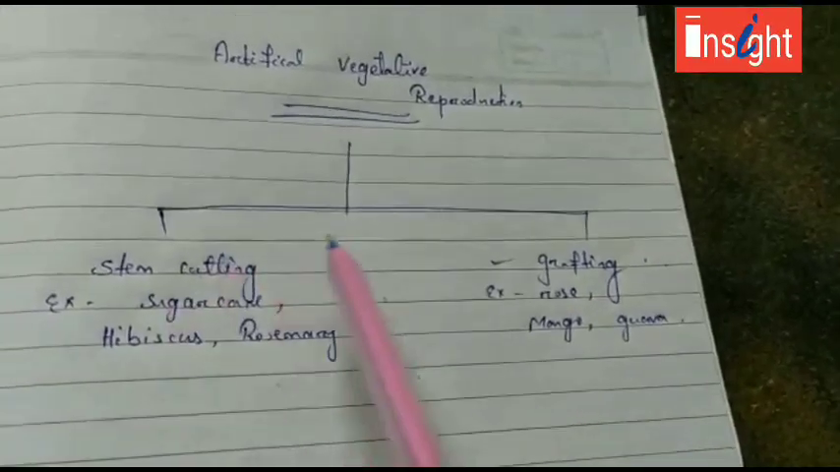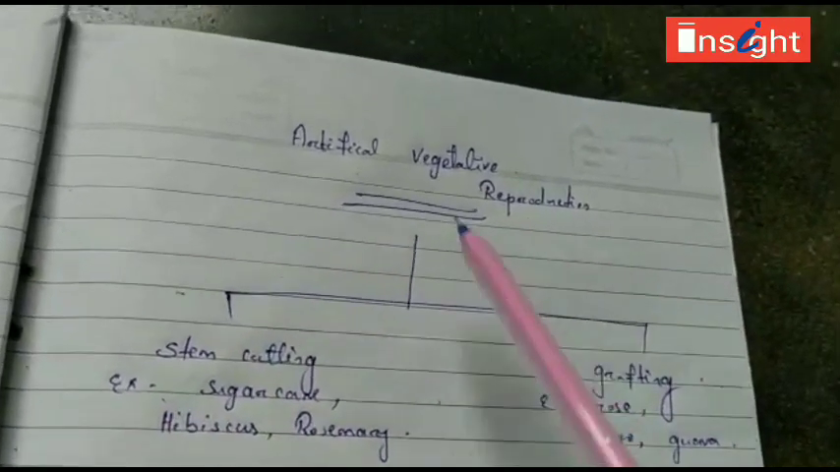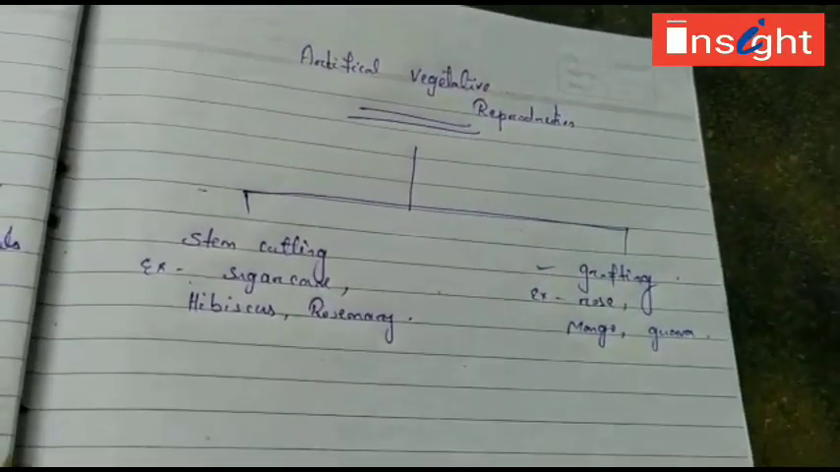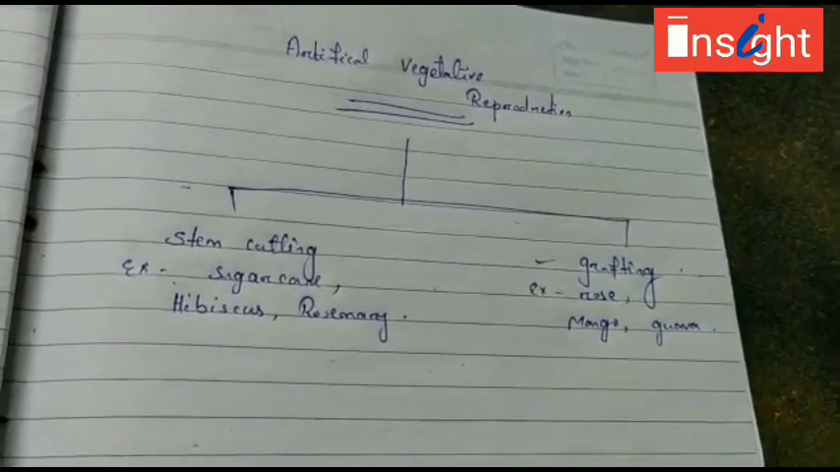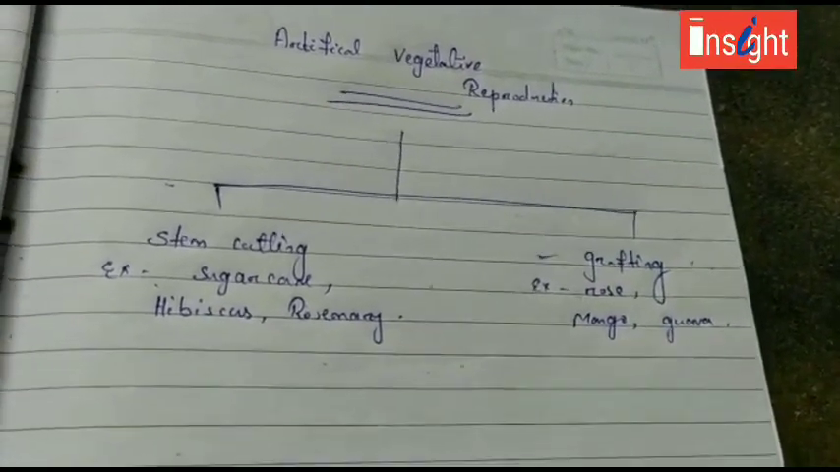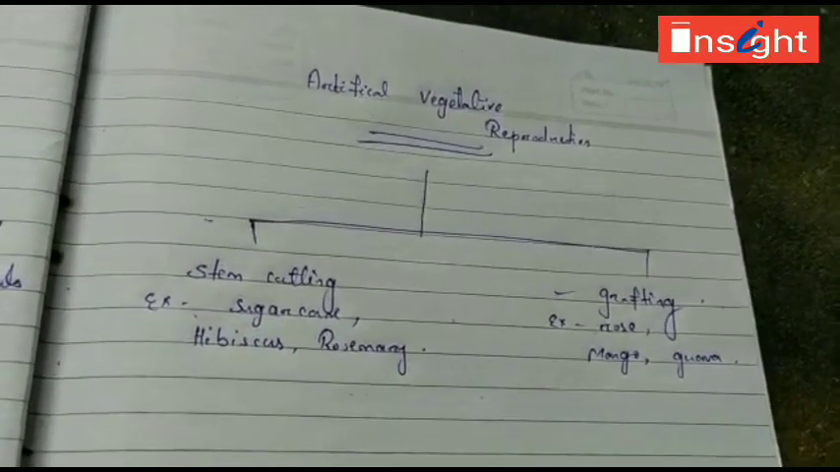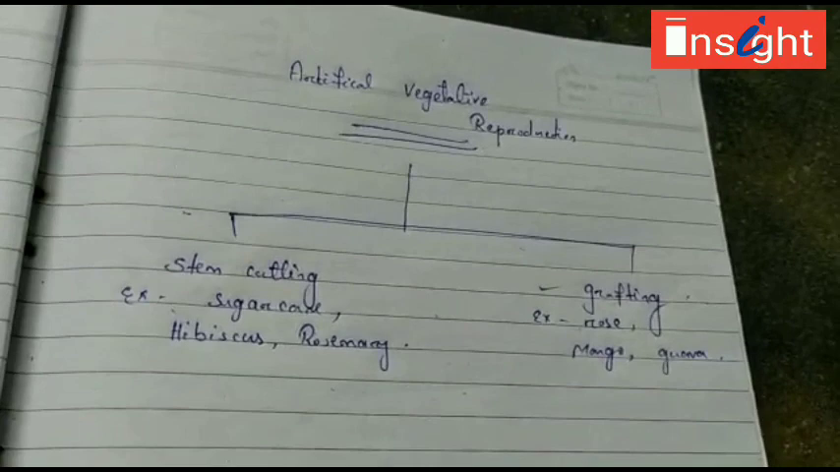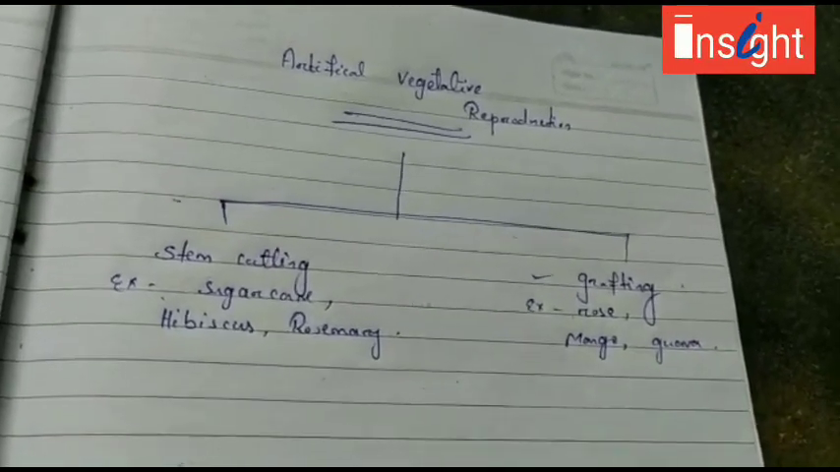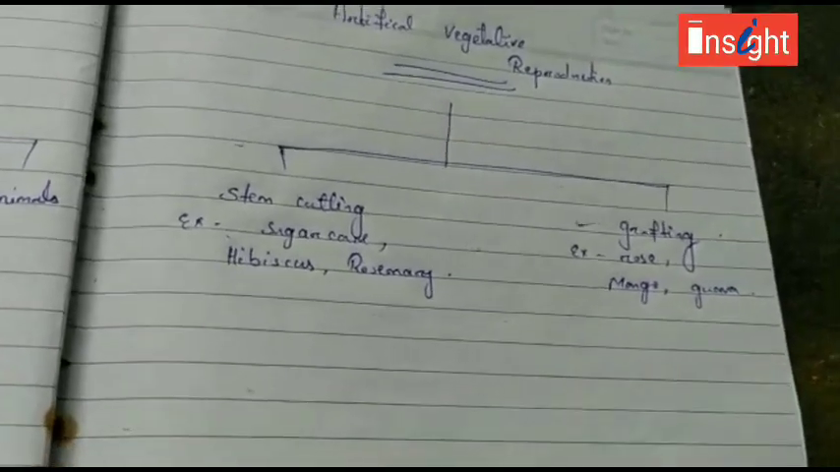So you have studied two methods, stem cutting and grafting, which come under artificial vegetative reproduction. In stem cutting we cut the stems and use them to grow new plants, and in grafting the desired variety of shoot is fixed to the shoot of another plant. That process is called grafting.